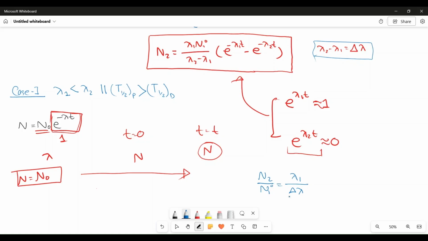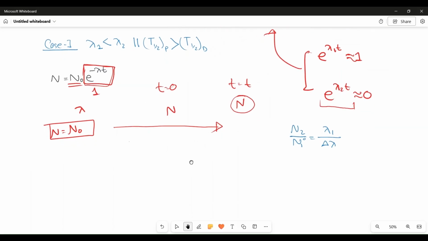Okay, so this was our case 1, and case 2 is almost similar, but the thing here is lambda 1 is very much less than lambda 2.